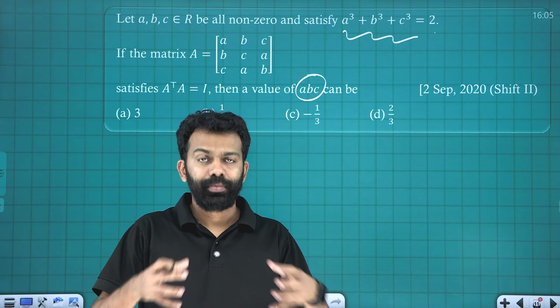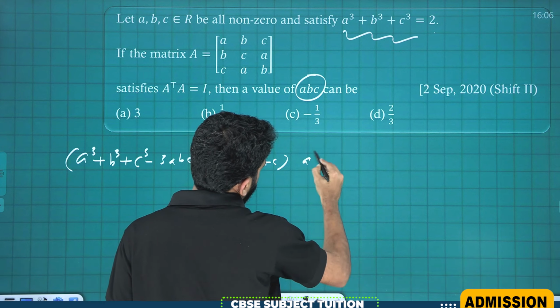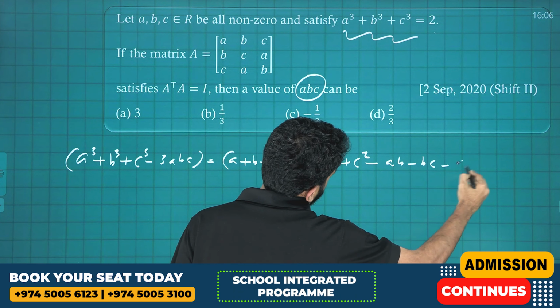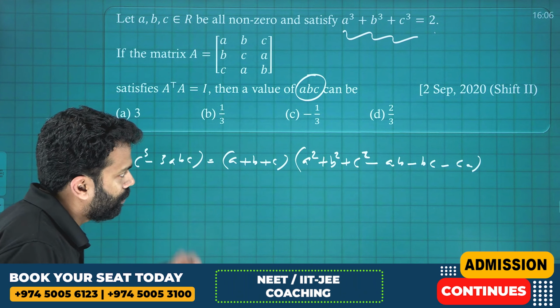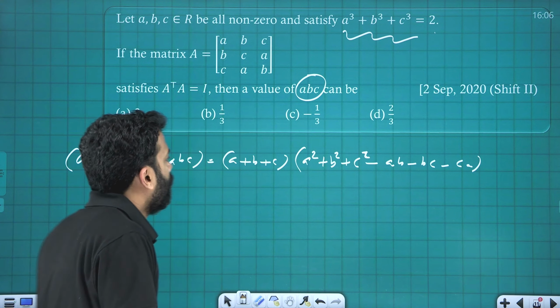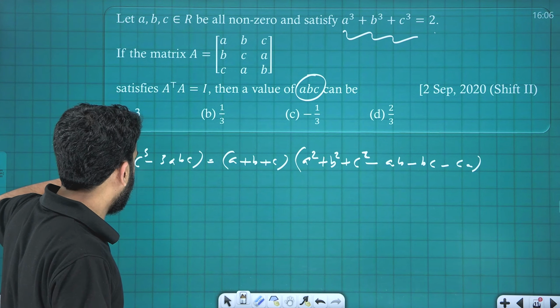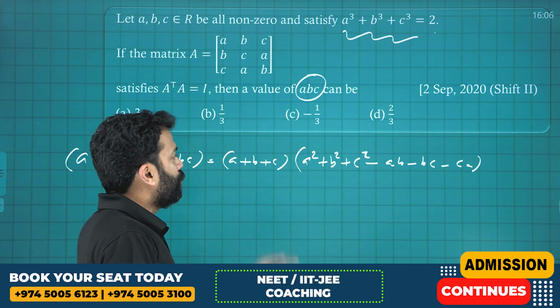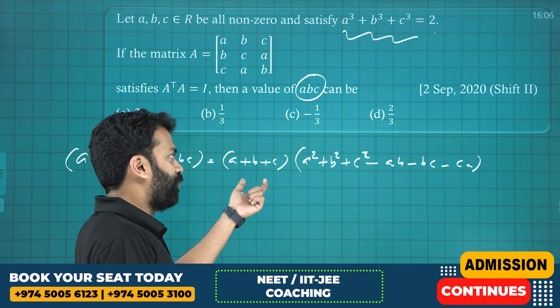The expression is like this: a cube plus b cube plus c cube minus 3ABC is equal to a plus b plus c into a square plus b square plus c square minus AB minus BC minus CA. Okay, that is the relation. They have already given you the value of a cube plus b cube plus c cube. You need to find the value of 3ABC. For that, you should know the value of a plus b plus c, and a square plus b square plus c square minus AB minus BC minus CA.